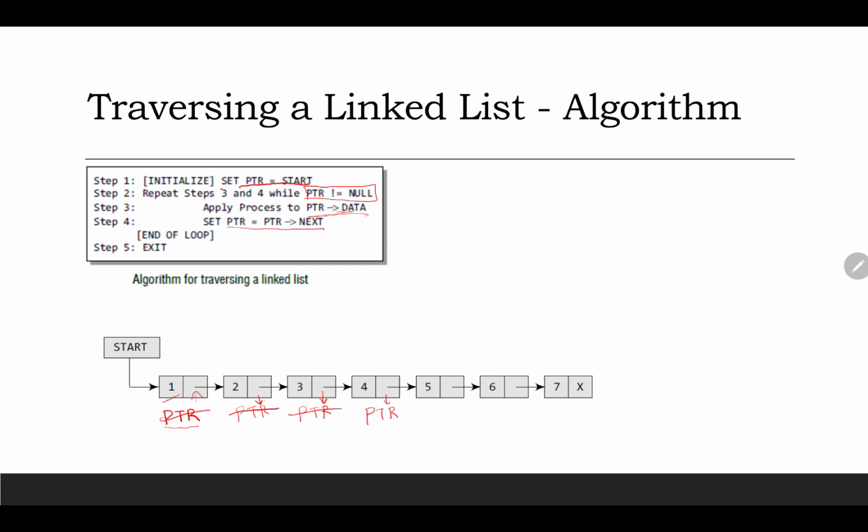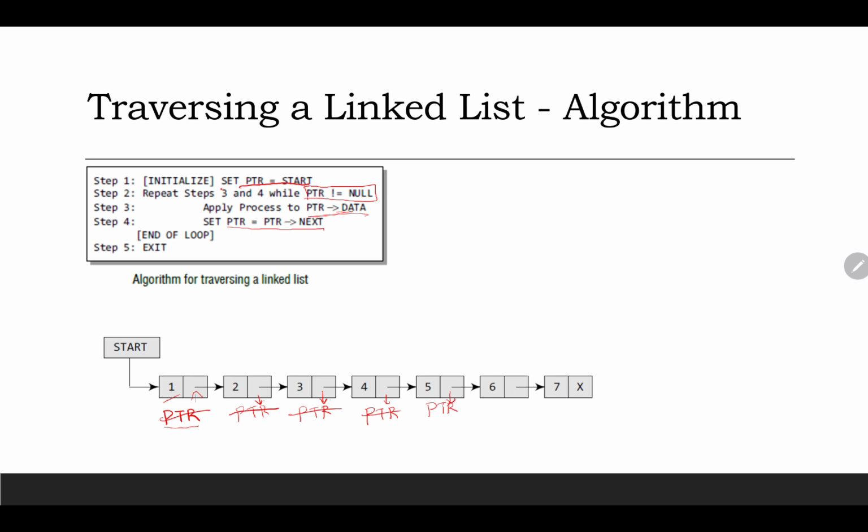So this is the pointer node. Then again we are checking the condition ptr is not equal to null. Yes, it is not equal to null. So we execute the third step, and in the fourth step, we move the pointer to the next. Then here also we are checking the condition ptr is not equal to null.